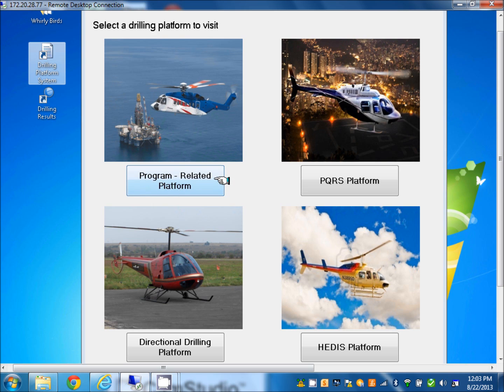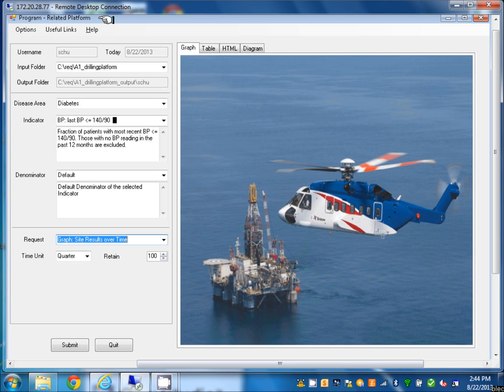Now, for an overview of the drilling platform system. There are 4 platforms to choose from: the program-related platform, PQRS, HEDIS, and directional drilling platforms. We will illustrate the use of the drilling platform application with our program-related platform.